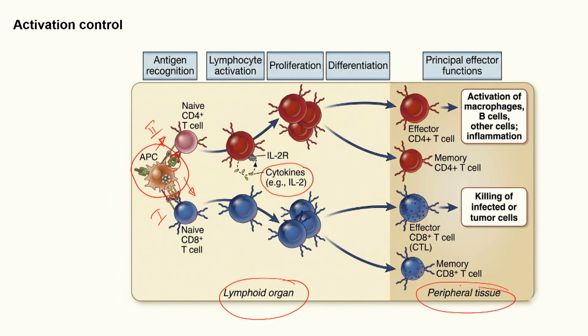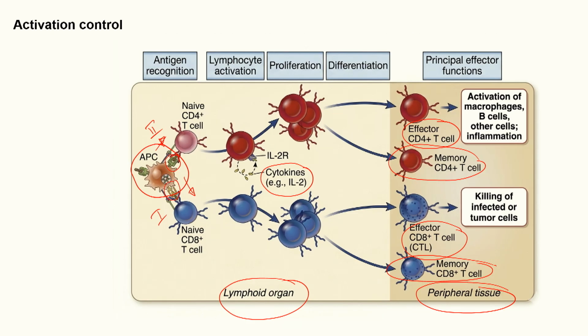Now the function could be two ways. One way is that they can perform an effector function, as an effector T cell, or effector CD8 positive T cell, which is called a cytotoxic T lymphocyte. The other way is that they can produce and store some of the things in the form of a memory cell. So we will have a memory T helper cell, which is a CD4 positive T cell, or we have an effector cell. Apart from the effector cell, we will have a memory cell for CD8.